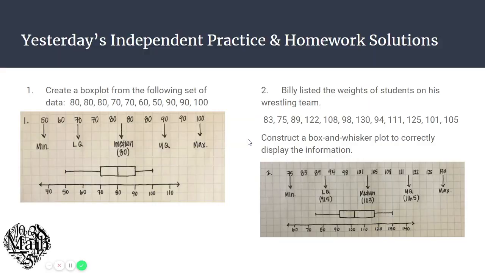Question number 2, you did the same thing with a different set of data. All right, so first you put it in order from least to greatest. Then you would have found that the lower extreme was 75, the lower quartile, you had to find the average of 89 and 94, so you added those two together and divided by 2, giving you 91.5.